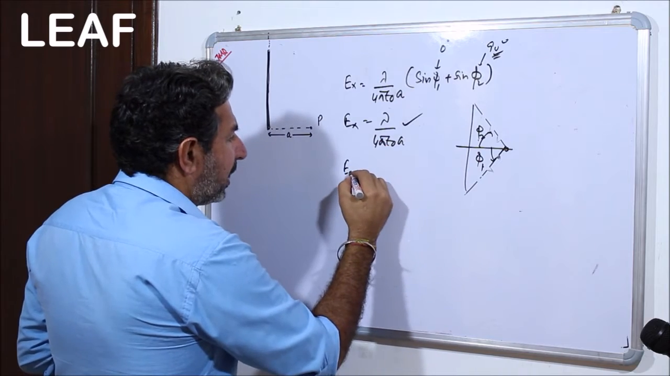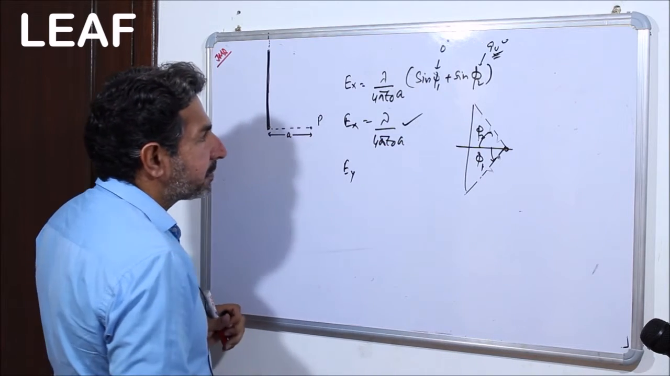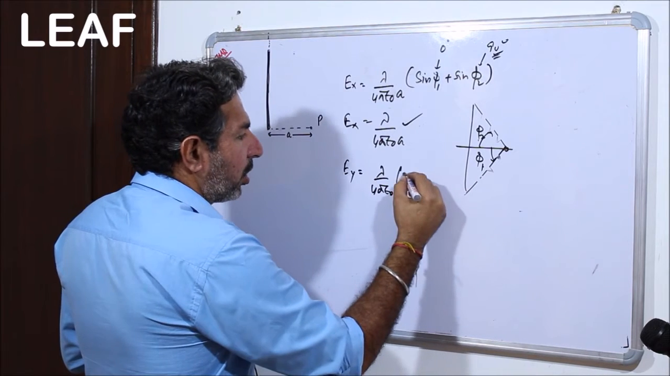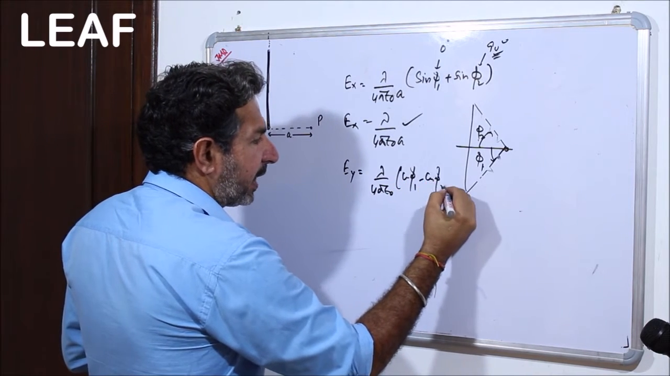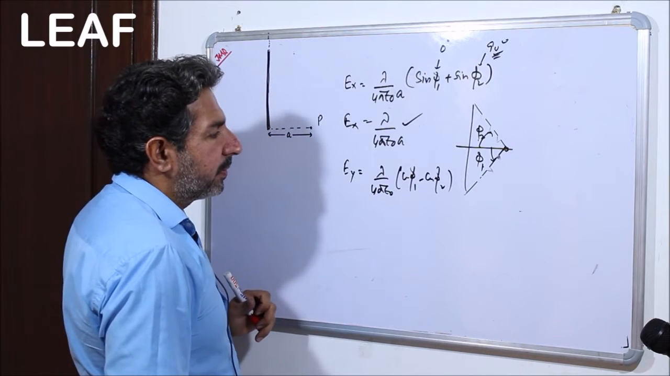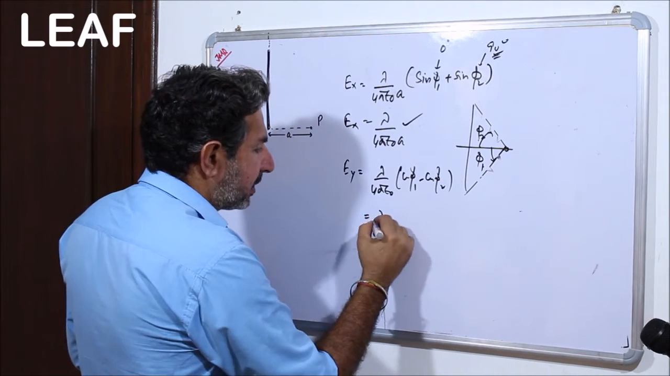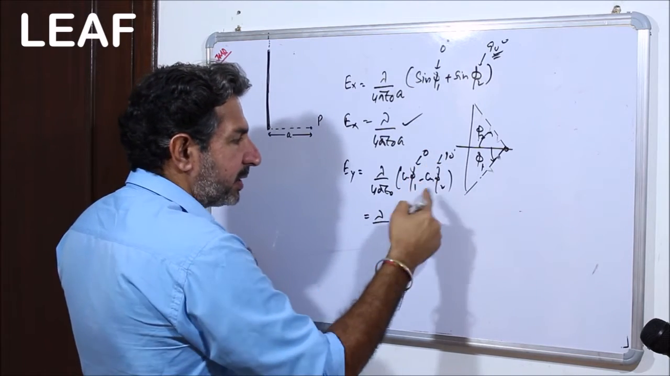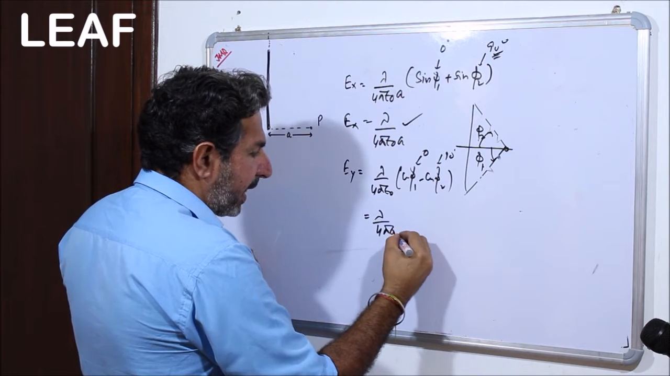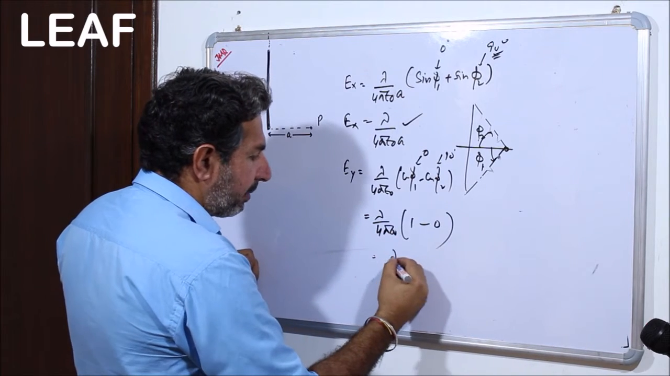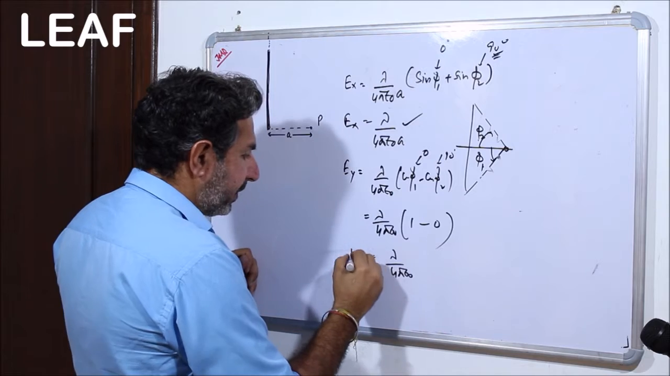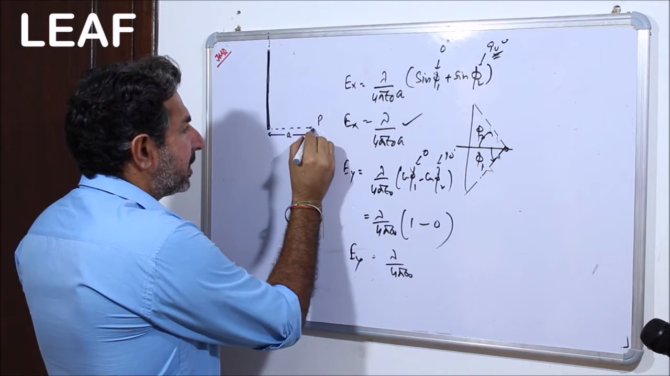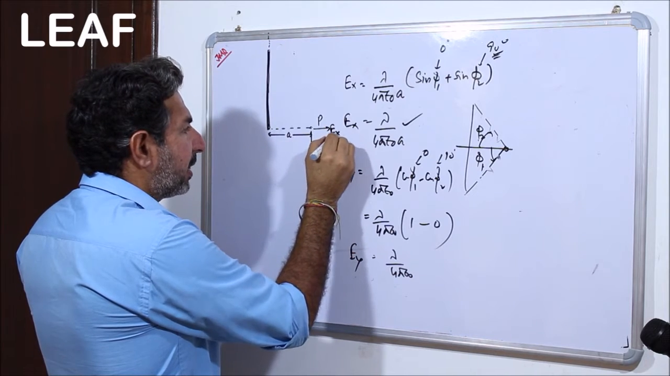And by the way, what about the value of Ey? Ey is lambda by 4 pi epsilon naught into cos phi 1 minus cos phi 2, right? In this case, cos phi 1 is cos 0 and cos phi 2 is cos 90. Sorry, phi 2 is 90, phi 1 is 0. So it's lambda by 4 pi epsilon naught into 1 minus 0. It's lambda by 4 pi epsilon naught again. It is Ey. Fine. So over here, this is Ex and this is going to be Ey.